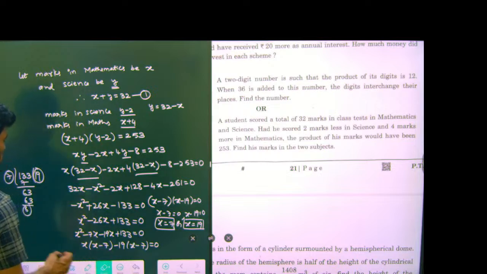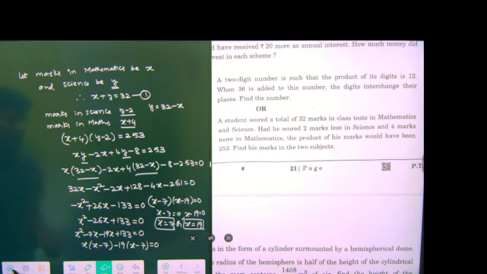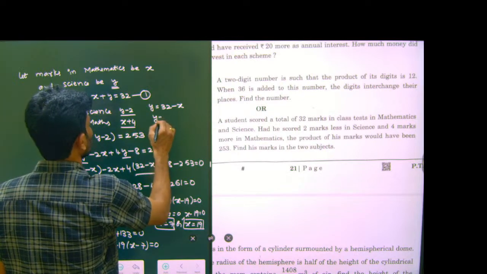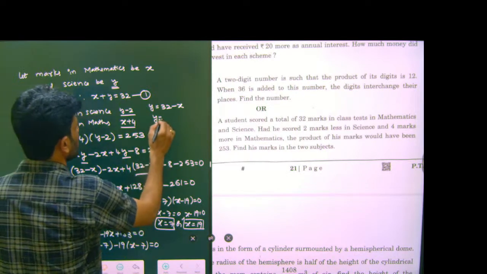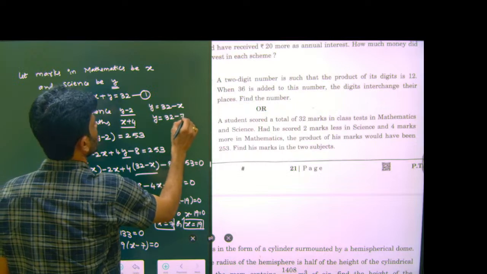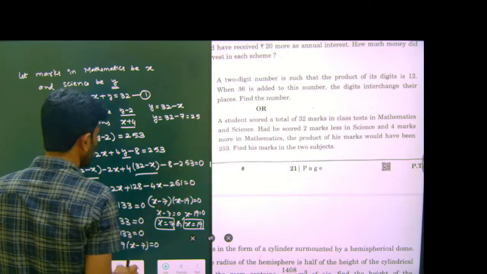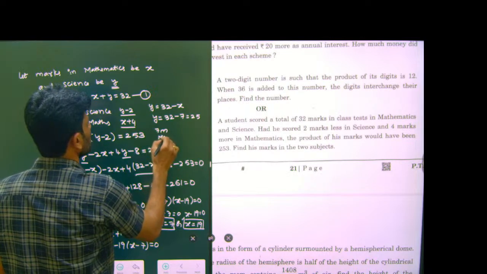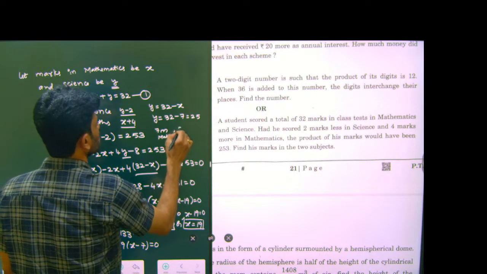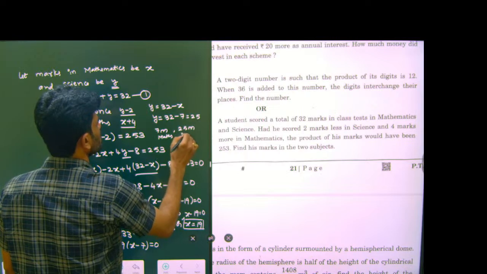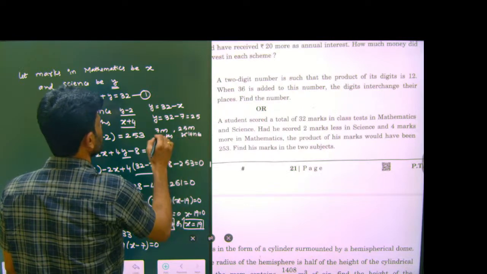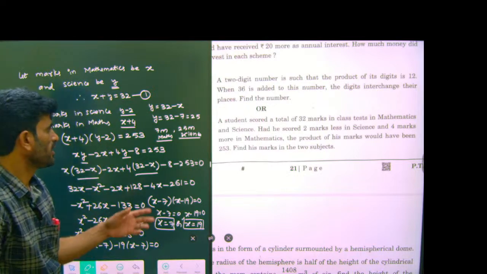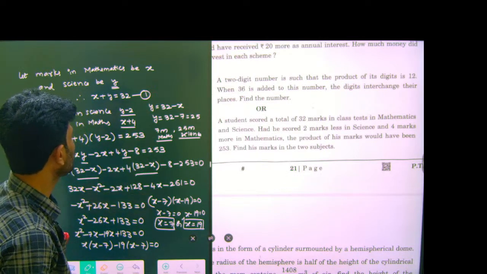Once you know x values, you have to find out y values also. What can be the y values here? Y is equal to 32 minus 7 in one case. 32 minus 7 is what? 25. So if we get 7 marks in maths, then how many marks? 25 marks in science. You have to write this conclusion. There are two cases. Even if 7 marks in maths, he will get marks in science will be 25.